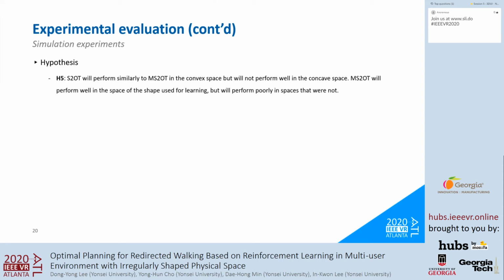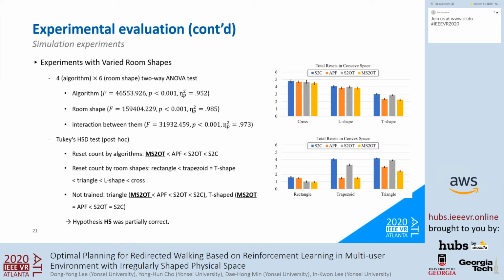To analyze the experimental results for various room shapes, we conducted a 4x6 two-way ANOVA test. The algorithm and room shape had a large main effect, and the interaction effect between the two was also significant. Through the Tukey test, the order of reset count between these algorithms was small in order of MS-DOT, APF, S2T, and S2C. The number of resets according to the room shape was the smallest in the rectangular shape and the largest in the cross shape.